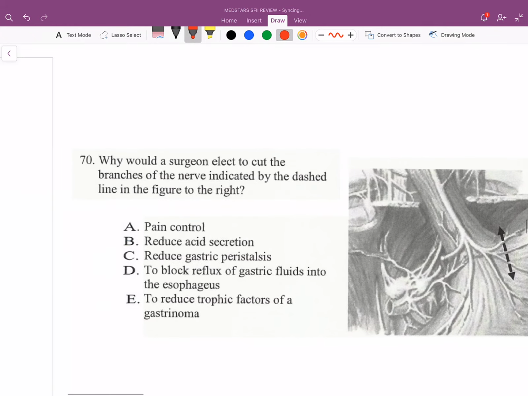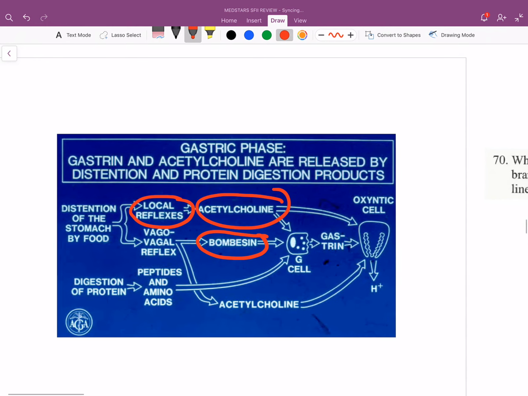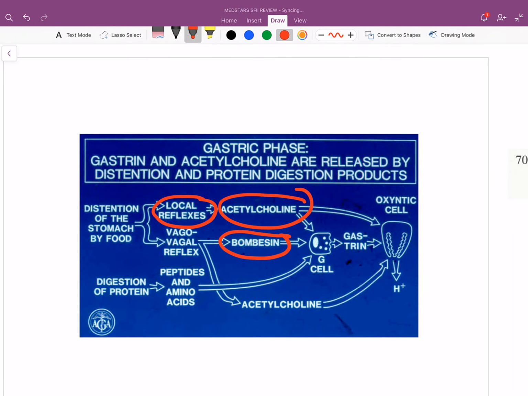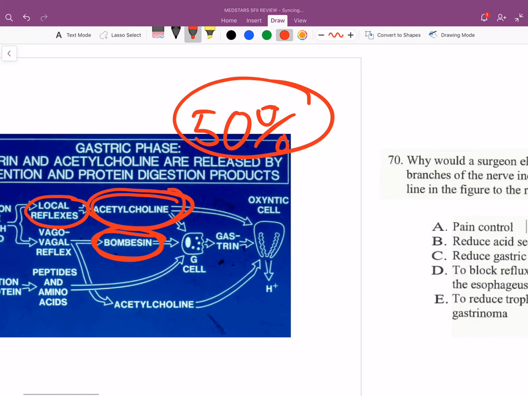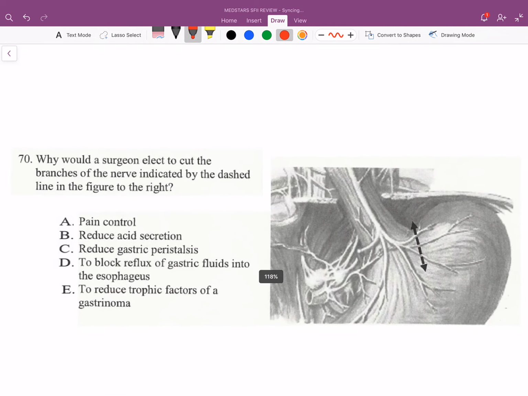So with that, ultimately, the gastric phase is where you have 50% of gastric acid secretion. And almost all of it is being stimulated by these nerves that are secreting acetylcholine and secreting GRP. You have 50% gastric acid secretion. So with that background, let's go ahead and look at this question.